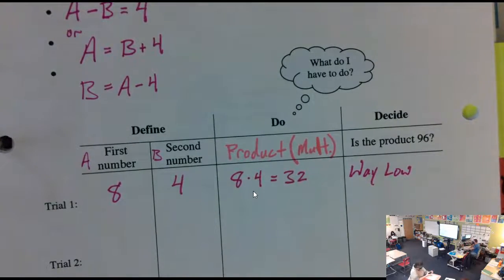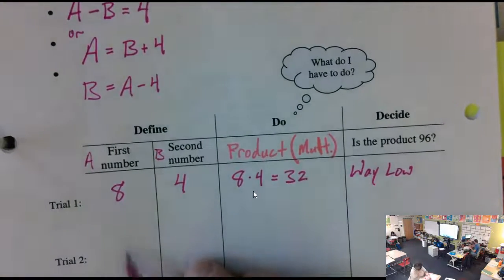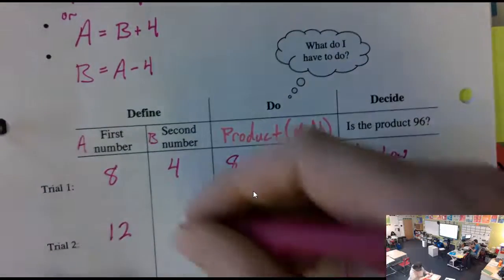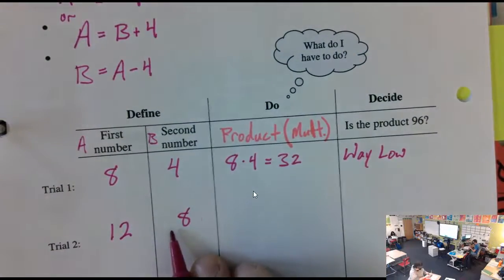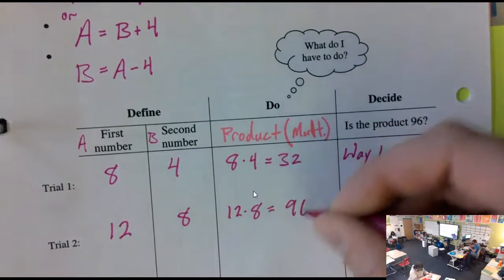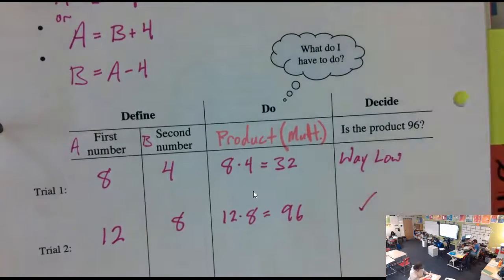So, John, you got a suggestion for me? 8 and 12. So I'm going to go ahead and write 12 first since I made my first number my bigger number. 12 and 8 then, because I take away 4. 12 times 8. Aha! Got it.